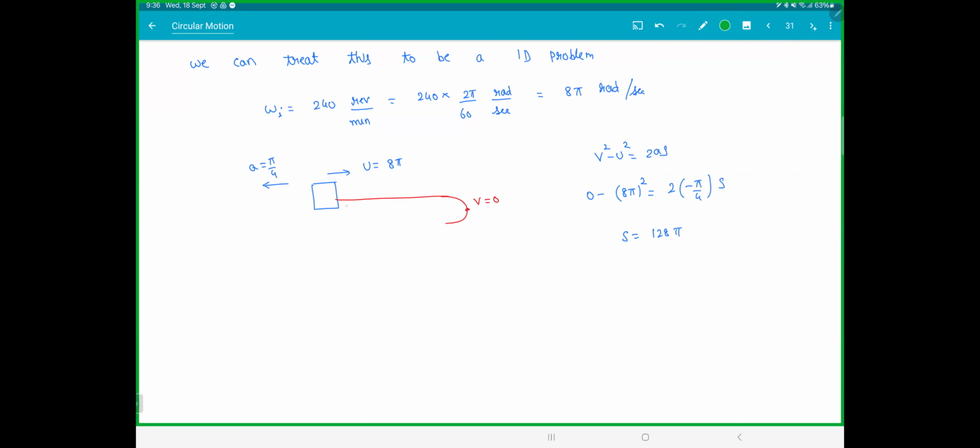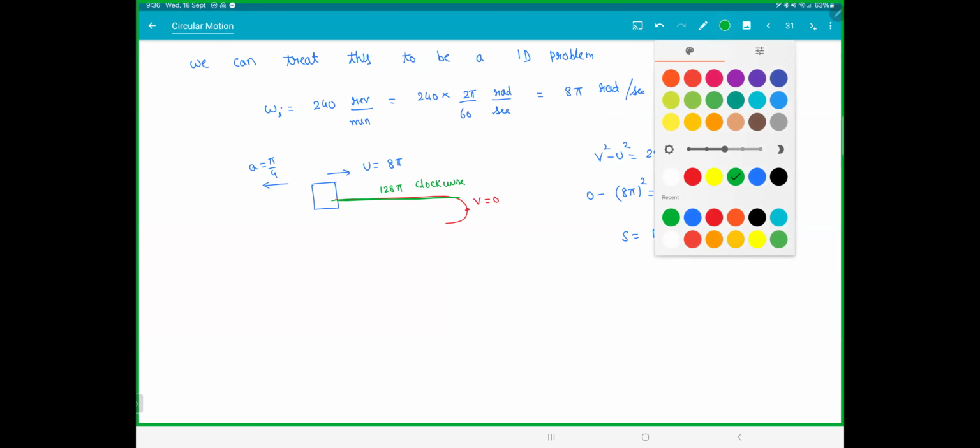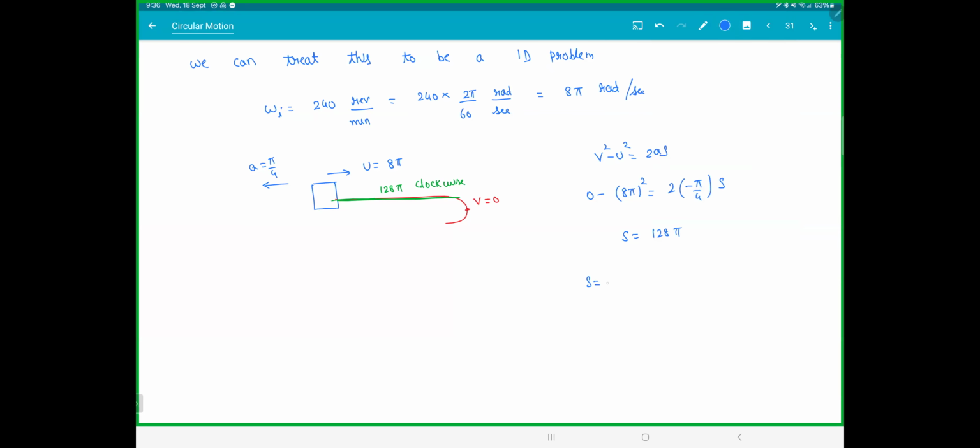That means this fan will continue to go forward. It will rotate 128 pi clockwise. Is that making sense? And then it stops. Now, if I use the formula s is equal to ut plus half at square, be careful. This gives you displacement. This does not give a distance. So this is 8 pi, time is 50 seconds, plus half a is minus pi by 4 into 50 square.